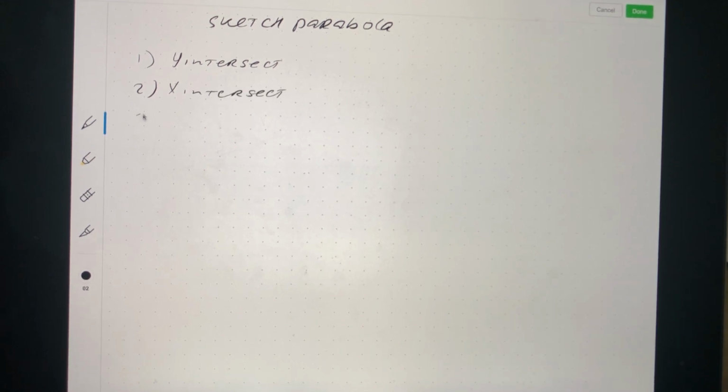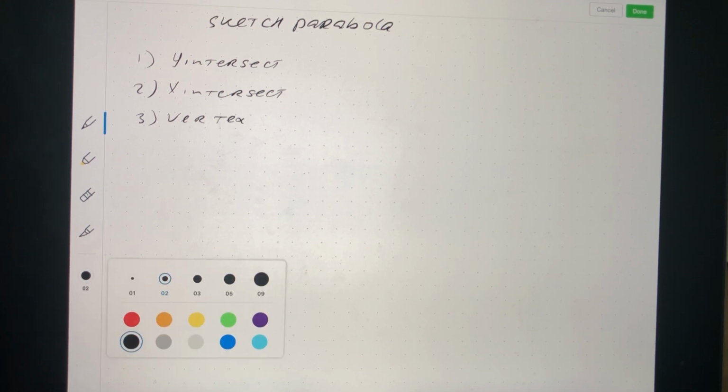Hello, in this video, let us sketch a graph of a parabola. And when we sketch the graph of a parabola, we're looking for three things: the y-intercept, the x-intercept, and the vertex. So here is the example.